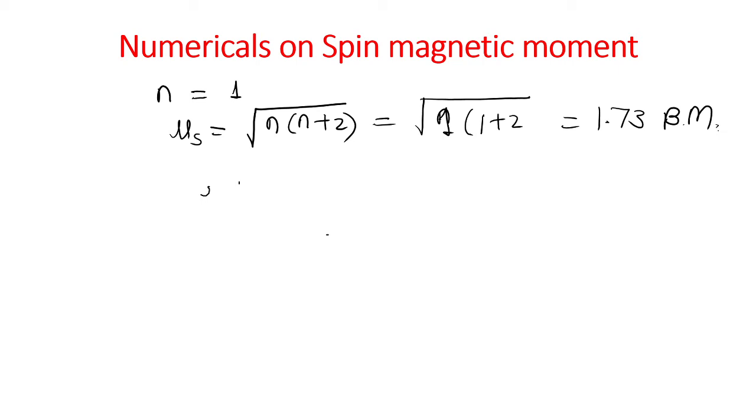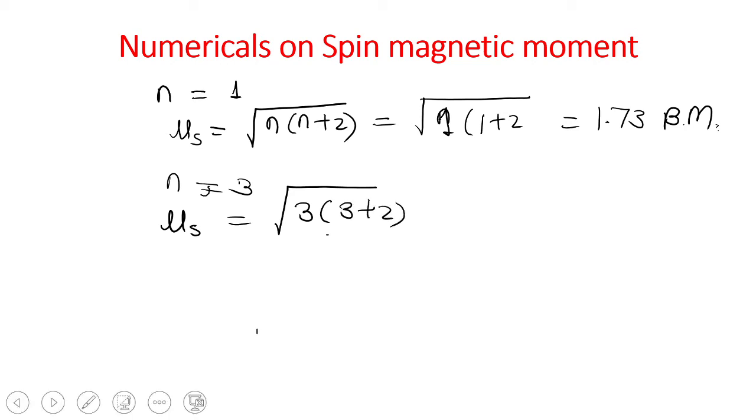If we have 3 unpaired electrons, in that case n is equal to 3, therefore μs is equal to √(3 × (3+2)). If we calculate this, the final answer is 3.87 Bohr magneton. So if we know the value of n, we can calculate the spin magnetic moment.